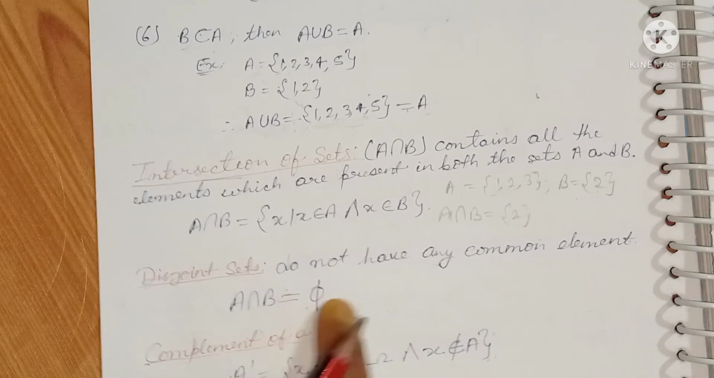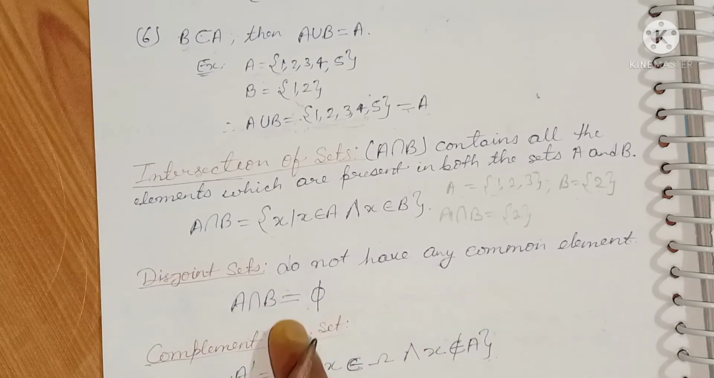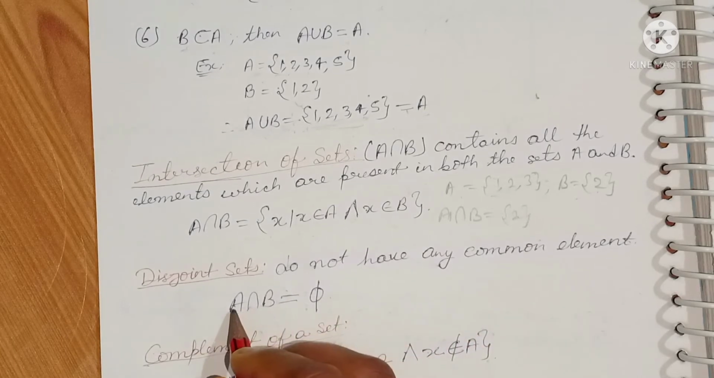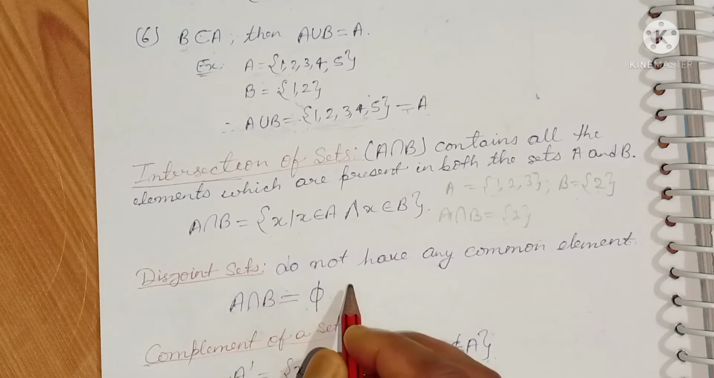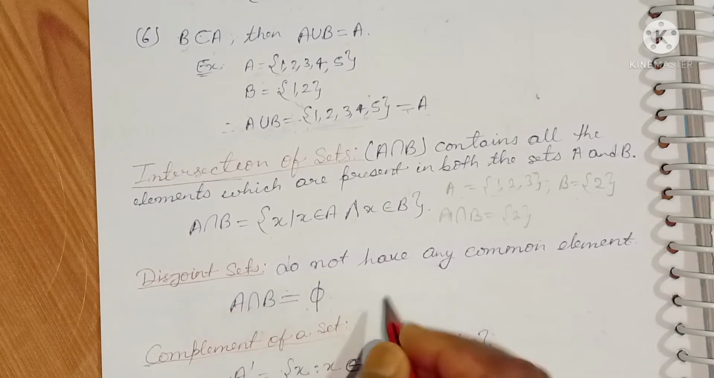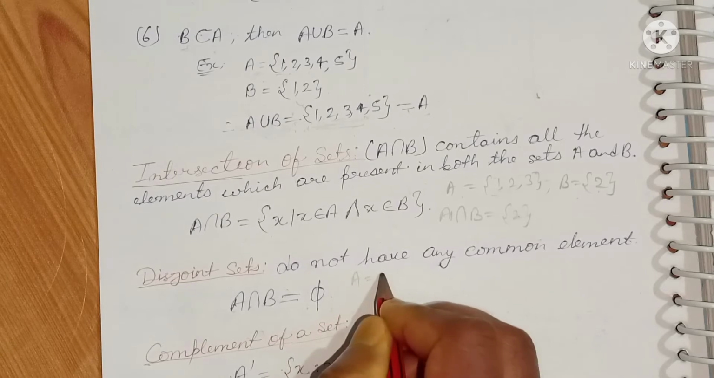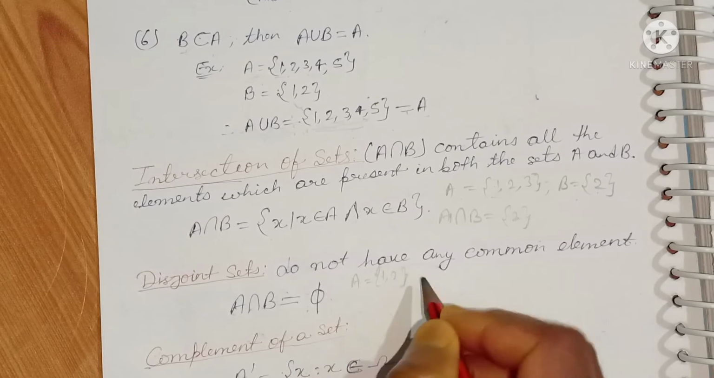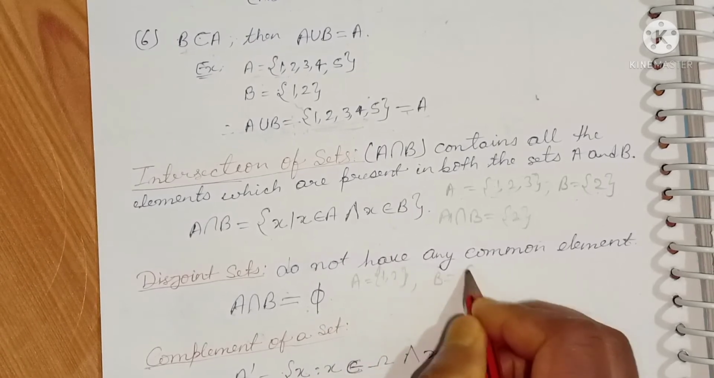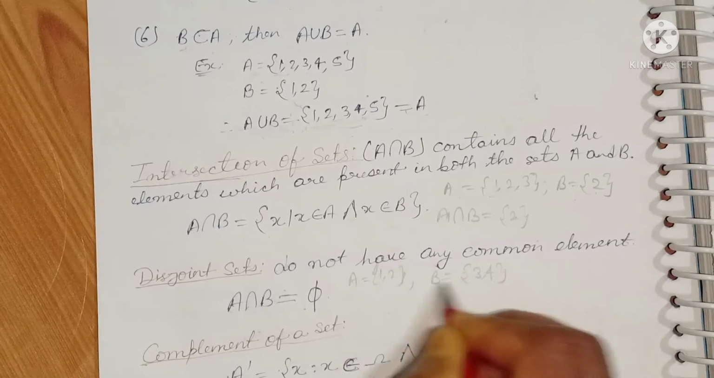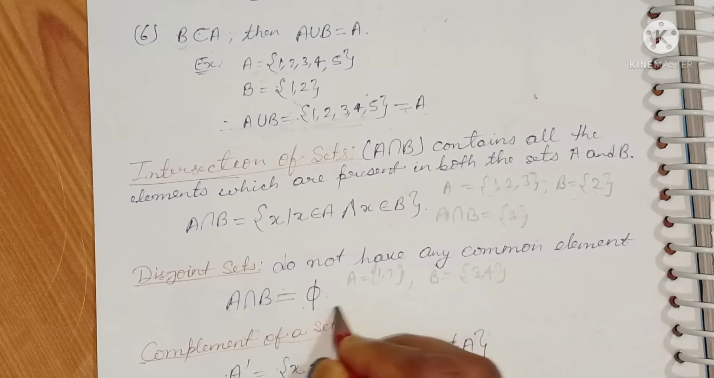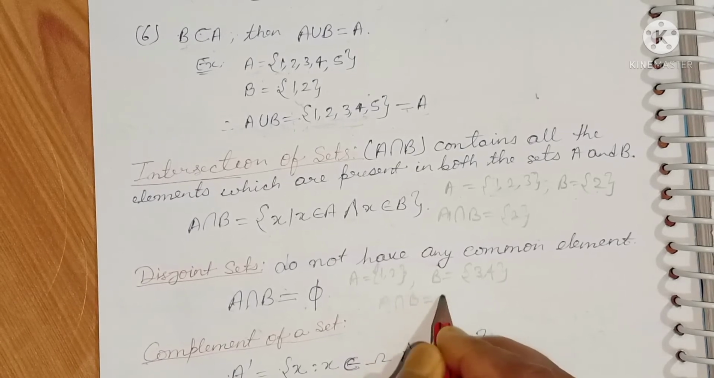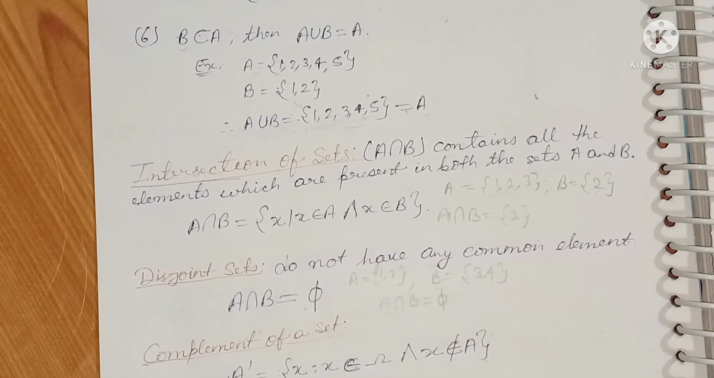Then disjoint sets do not have any common element. If two sets A and B are given and there is no common element, then those sets are known as disjoint sets. For example, if A equals 1, 2 and B equals 3, 4, there is nothing common in these two, so A intersection B will be the empty set.